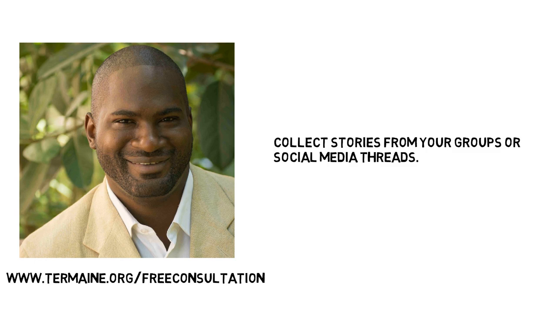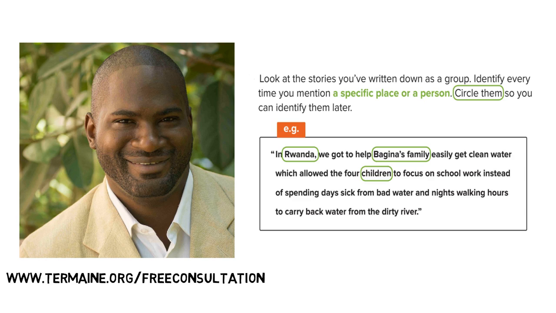Actually, not step 2 yet. Sorry. What we want to do is take each of these stories. Identify every time you mention a specific noun or a specific place or person. Circle them, and you will be able to identify them later.